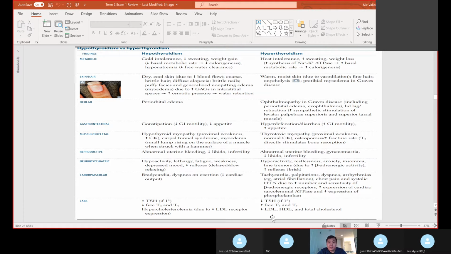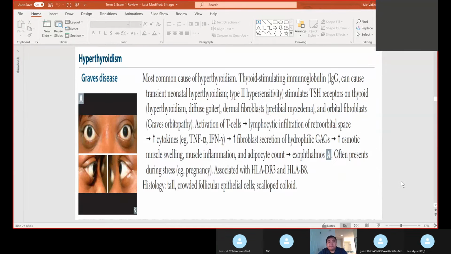Know the labs for hyperthyroidism. You have increased T3, T4, and decreased TSH. Hypothyroidism: cold intolerance, dry, cool skin, periorbital edema, no pretibial myxedema here, constipation, anything that decreases your BMR. So you have decreased T3 and T4 in the labs and increased TSH.